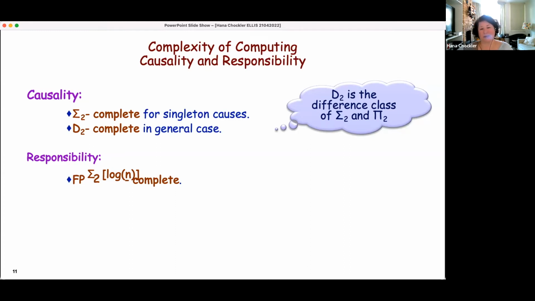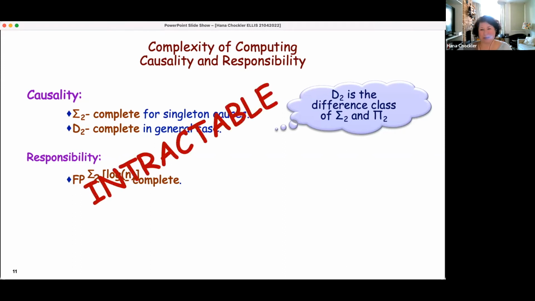And responsibility is in the matching functional problem class: functions that are computed with log queries to a Sigma 2 oracle, complete. This is because it's not a decision problem, it's a function problem. So yes, it's intractable. There's nothing pleasant in these numbers, but it doesn't mean that it's not useful in practice.